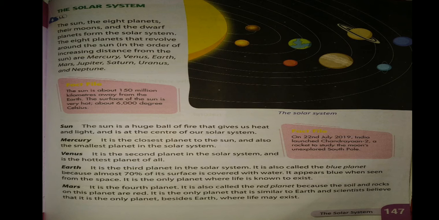Now, next one is Mars. It is the fourth planet and is also called the red planet because the soil and rocks on this planet are red in color. It is the planet most similar to Earth, and scientists believe that it is the only planet besides Earth where life may exist.